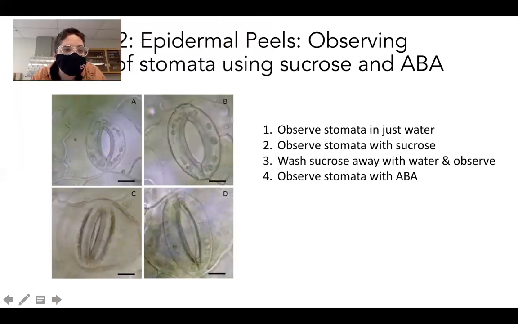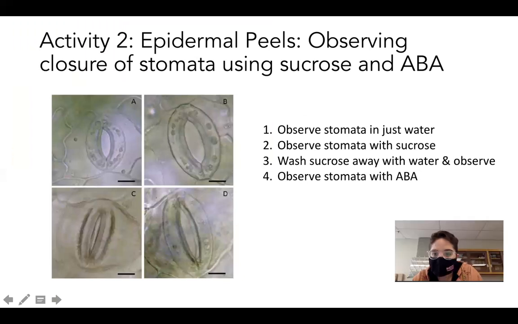Ripping is the easiest way that I like to do it, but you can also do it by using tweezers and trying to peel that skin off, like I said. Once you get that wet slide or wet mount created with your epidermal peel, you're basically going to do 3 washes with 3 different substances to see what will open and close the stomata. In the first part, you'll observe the stomata just in the water.